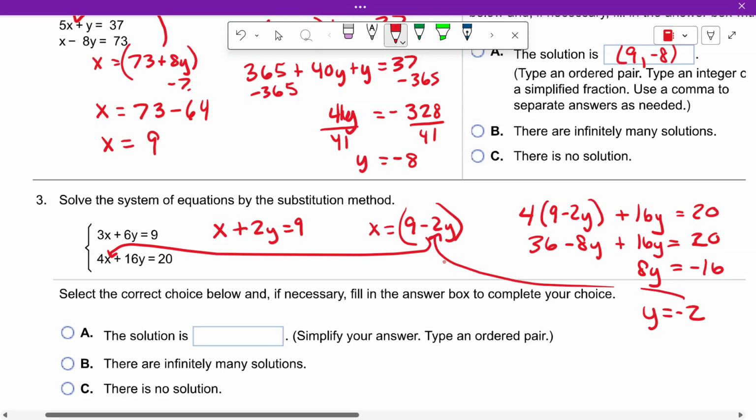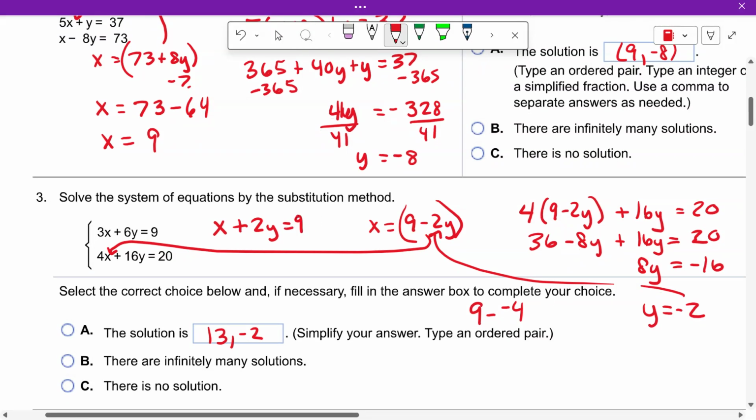Plug that in for here. 9 minus a negative 4 is 9 plus 4, which is 13. So it's 13, negative 2. We try that in there. 3 times 13 is 39. But then I made another mistake, didn't I? Jeez. Guess I can't do math today. The second equation is x minus 2y equals 3. So x equals 3 minus 2y.